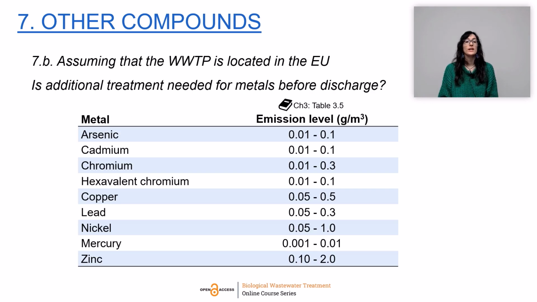Let's go now to the next question, which focuses on evaluating the need for additional treatment of metals. Let's assume now that the plant is located in Europe and it has to comply with the emission levels that you can see in the slide in terms of metals. We have to analyze if we need additional treatment for the metals if we want to comply with these regulations.